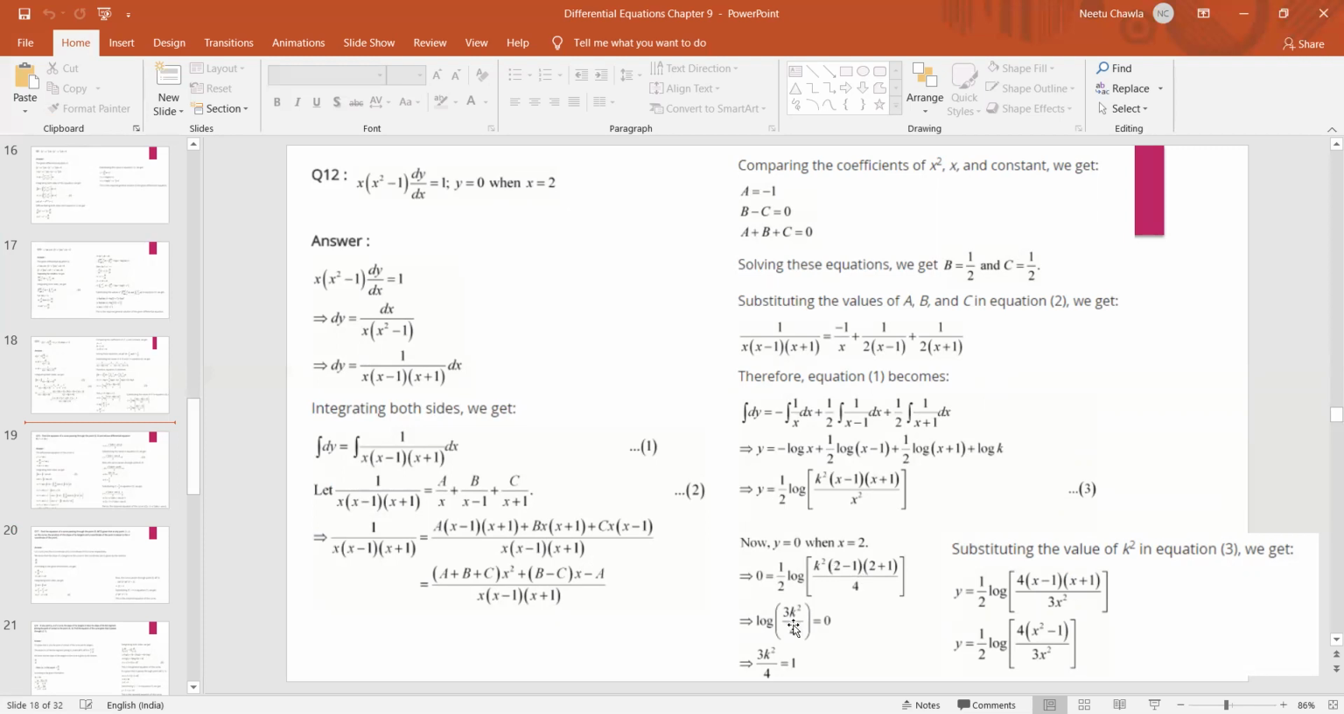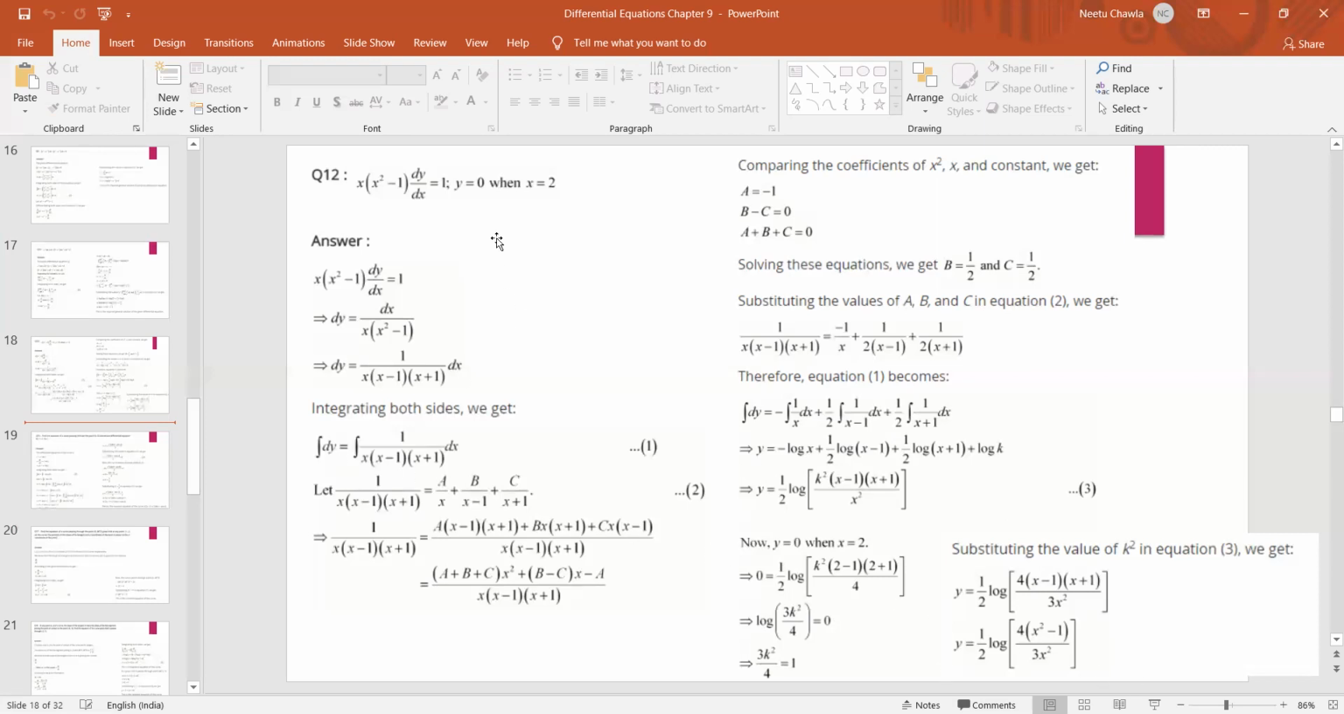And I am getting here log of 3k square upon 4 is equal to 0. This 0 can be written as log 1. So I can write 3k square upon 4 is equal to 1, and getting the value of k square as 4 upon 3, which we'll be finally substituting in this equation number 3, so that our answer will have all the values without any kind of constant. So after substituting k square as 4 upon 3, I'm getting this as the final answer.